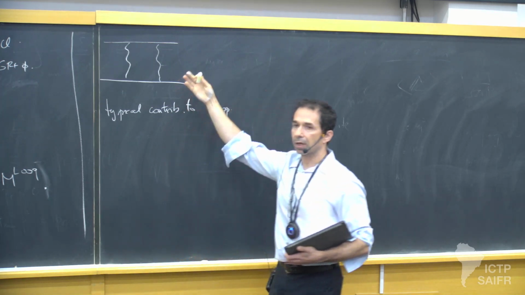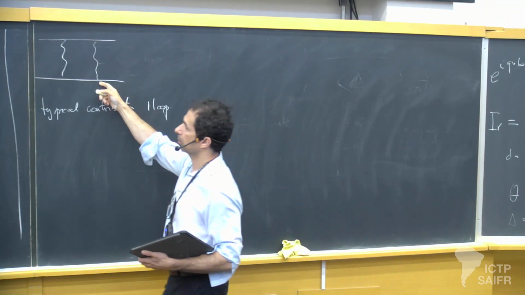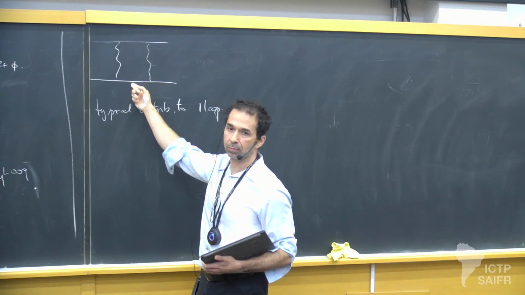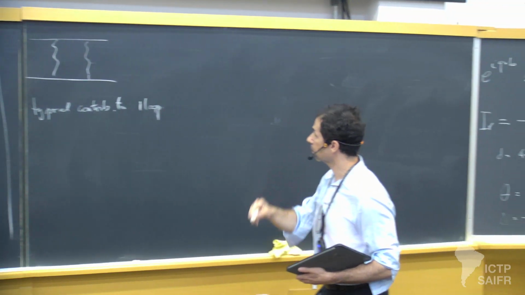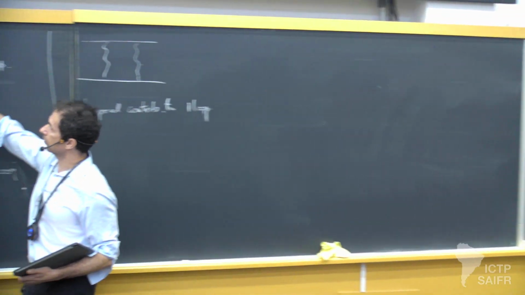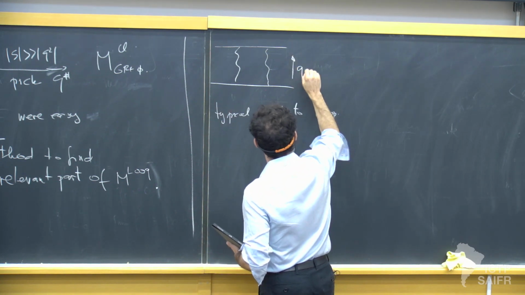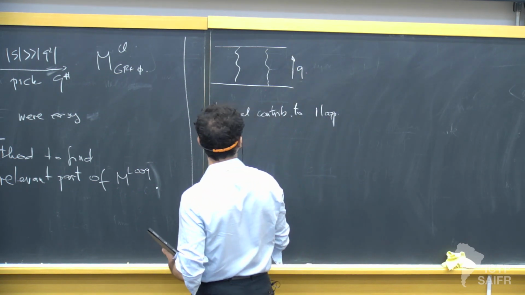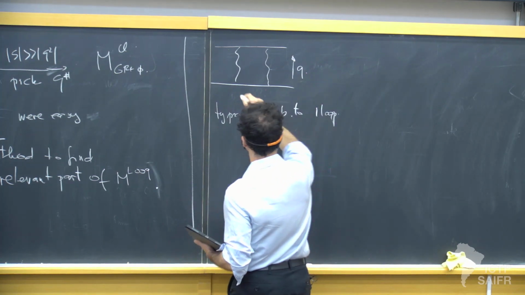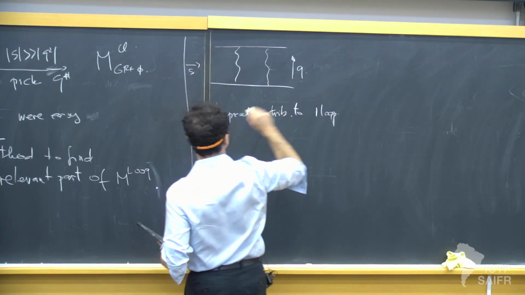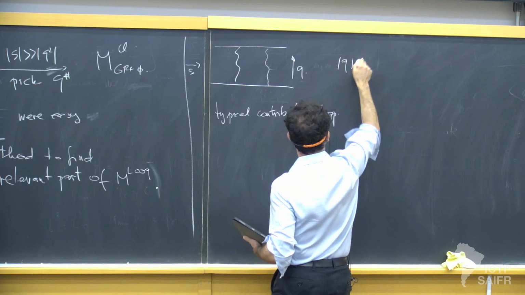There are, of course, triangles and other things, but you can always multiply and divide by propagators and put them in this form. So what we do know from the story that we had before is that we want this total momentum Q here to be much smaller than S. So this is S. So we want Q much smaller than S.